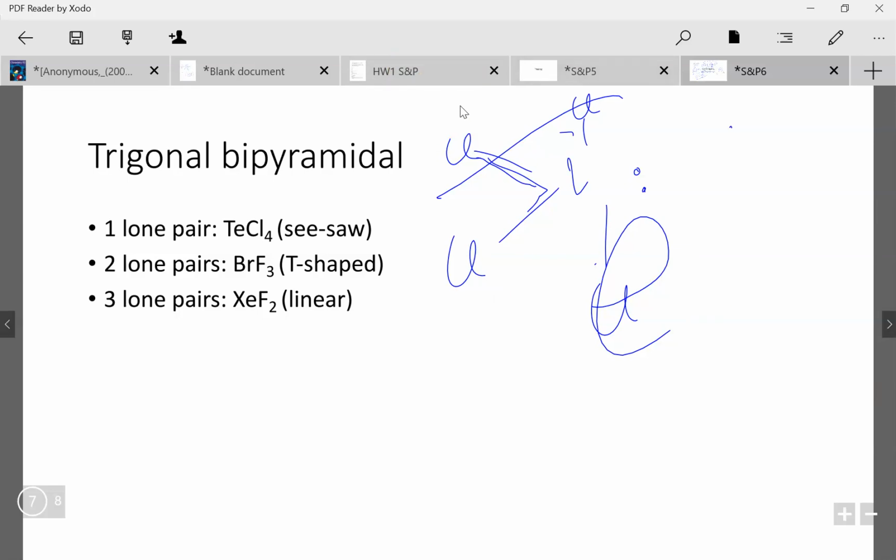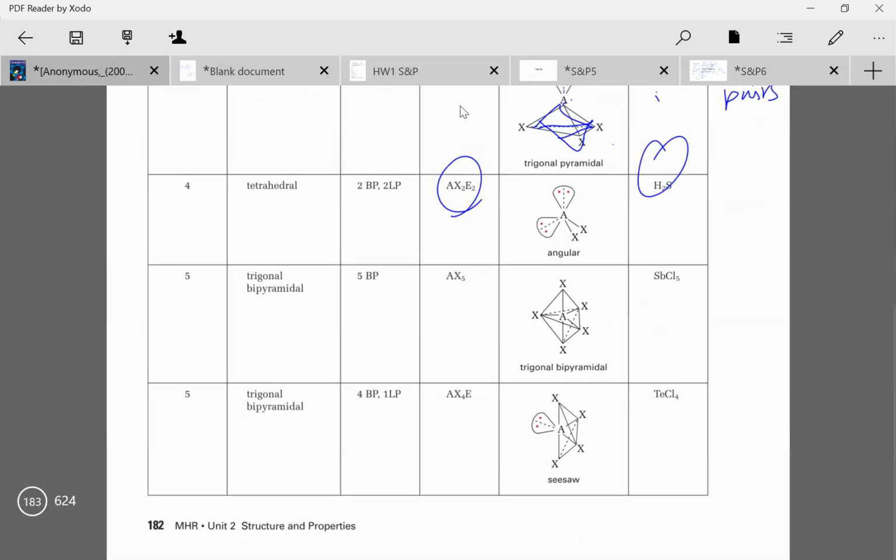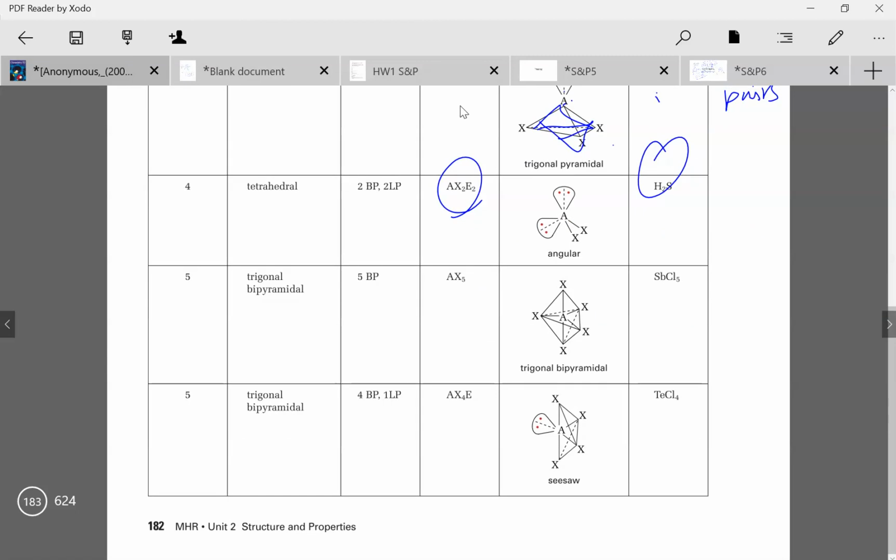If you rotate it this way, okay, but it doesn't matter if you see a seesaw or not. It's just called a seesaw. You just look at this chart and you say, okay, this is a seesaw shape, and that's all you need to get from that.